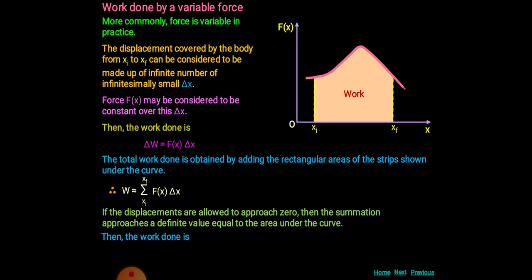The formula is that W is equal to the limit delta x tends to 0 of the sum from xi to xf of f of x delta x. So this is the work done by the variable force. So you can solve example 6.5 from your textbook.